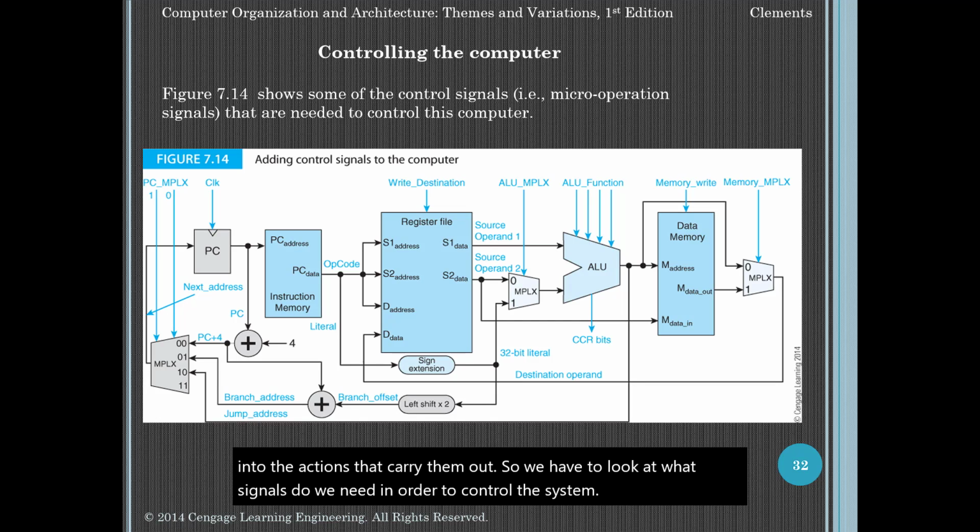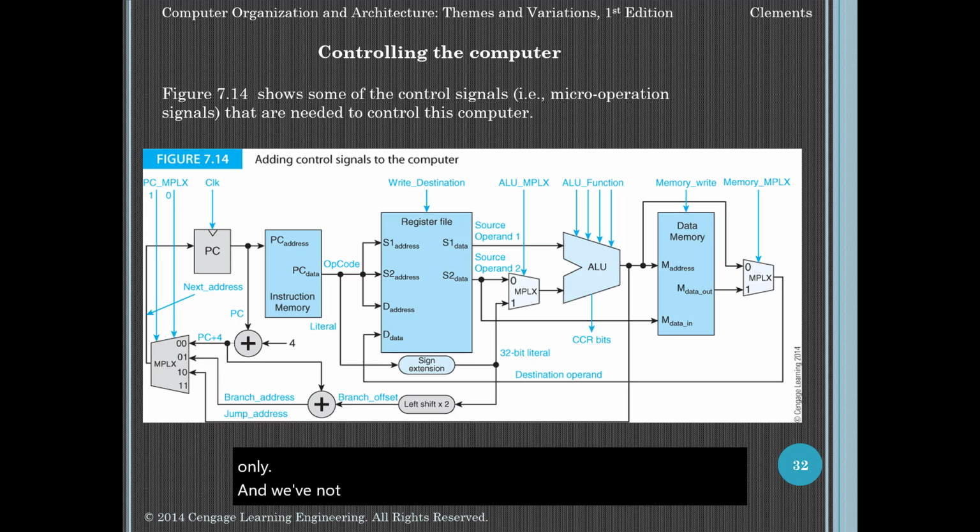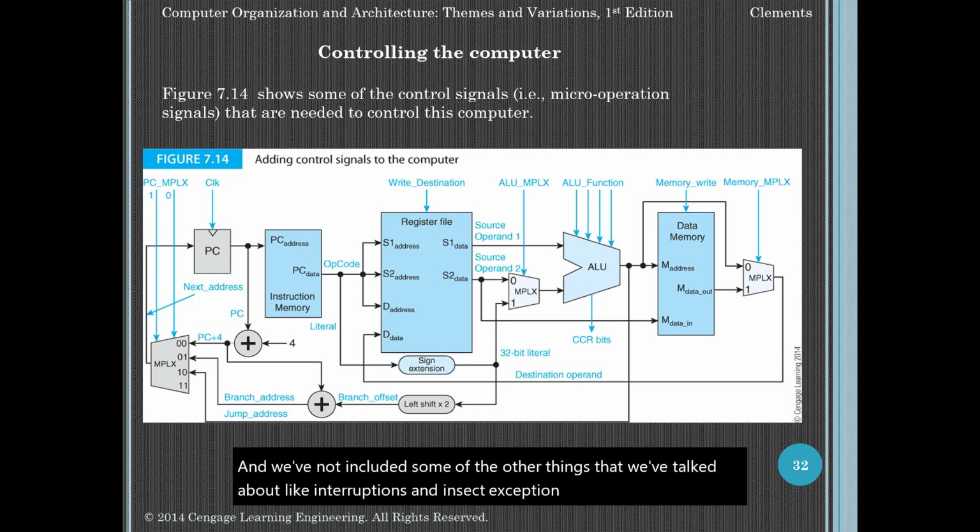So first, we have to point out that we're looking at the basic principles only, and we've not included some of the other things that we've talked about, like interruptions and exception handling, or instruction and data memory control, right? So how instructions actually get into memory or how data gets into memory, right? So this is still kind of abstract, but we want to understand how all of these different pieces of the microprocessor that we've talked about so far work together.